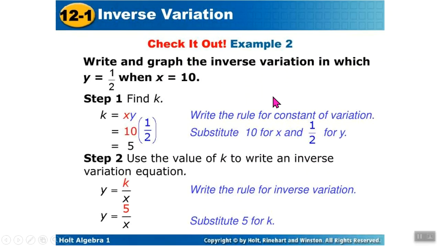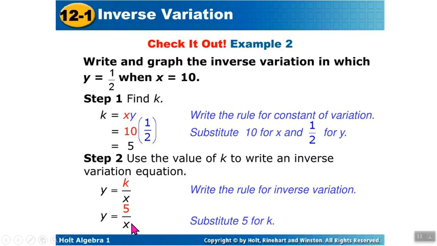Now write and graph the inverse variation in which y is equal to half when x is equal to 10. Again, step number 1, we have to find the k. Inverse variation means that the product of x and y is always a constant. So we multiply x, 10, times half, which is y, to get 5. So the constant k is equal to 5. Right now the equation is y equal to 5 over x.